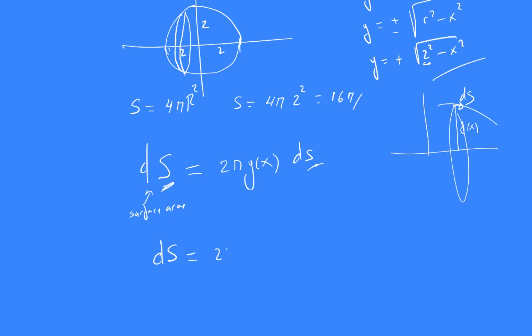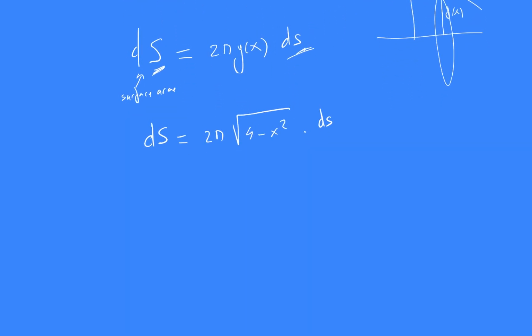It will be 2 pi. y is the square root of 4 minus x squared, and ds is the element of arc length here. Let's calculate the ds here, the small arc of length. The small arc of length ds will be the square root of 1 plus y prime squared dx.